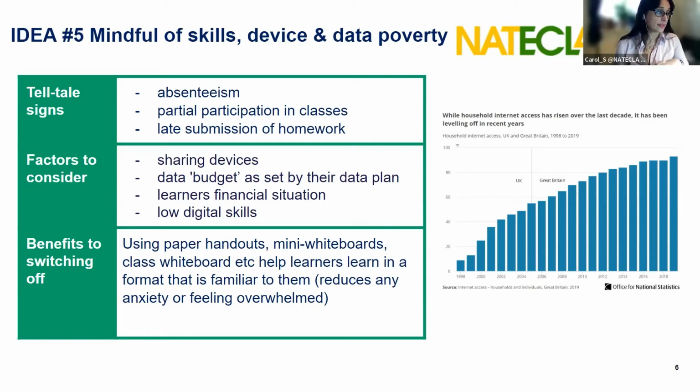Okay, so some other telltale signs there would be their participation and late submission of assignments. So the factors to consider there would be whether they have to share devices. Last year, this would have been more of an issue with their children being at home and homeschooling. You might want to think about their own data budget. So some people may not have Wi-Fi that is easily accessible. They may have to use data on their phones, and they may have a certain financial situation that limits the data package that they have.